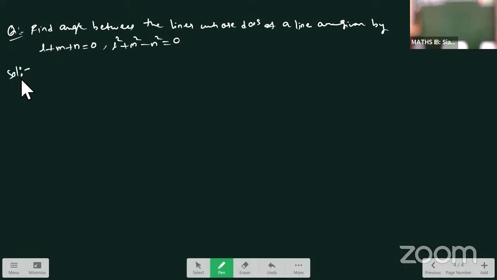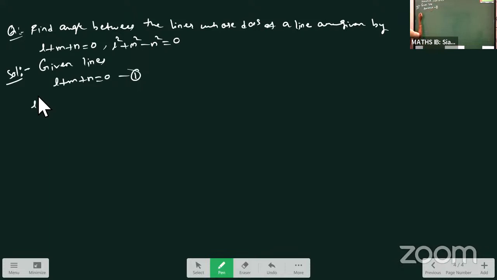Solution goes like this. Given lines: l plus m plus n is equal to 0, equation 1. l square plus m square minus n square is equal to 0, equation 2. From equation 1, l is equal to minus m minus n, or you can take minus of m plus n. It's your wish. This is equation 3.